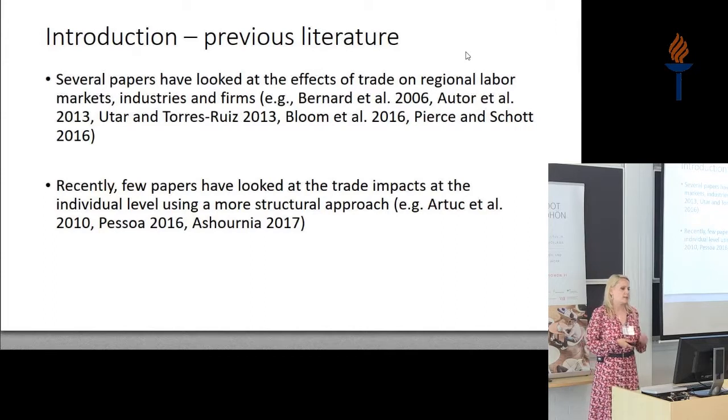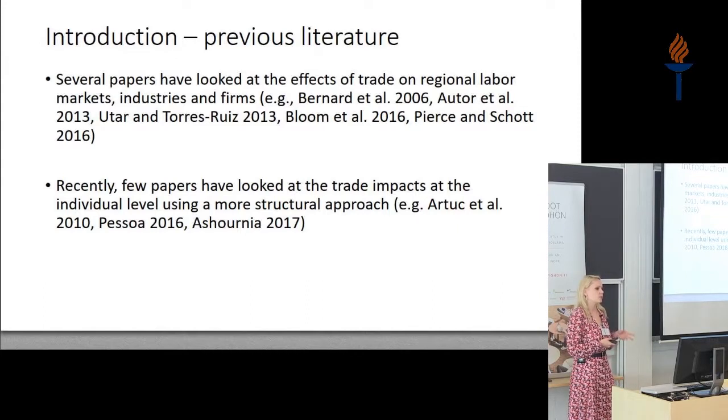And a little bit about the previous literature. This is not a new topic in the previous literature. There have been several papers that have looked at the effects of trade, but they mostly focus on quite aggregate level dynamics. Say they look at the effect of China import competition at the regional labor market level, at the industry level, or at the firm level. For example, Bernard and fellows use US data, and then Utar and Torres Ruiz use Mexican plant data, and they look at the effect of import competition at the plant level.